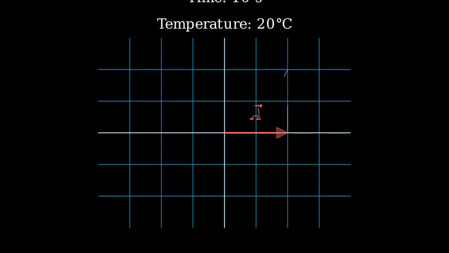Let's learn how to add vectors using the head-to-tail method. First, we draw vector A. Then, we place vector B's tail at vector A's head. The resultant vector R is drawn from the tail of A to the head of B.